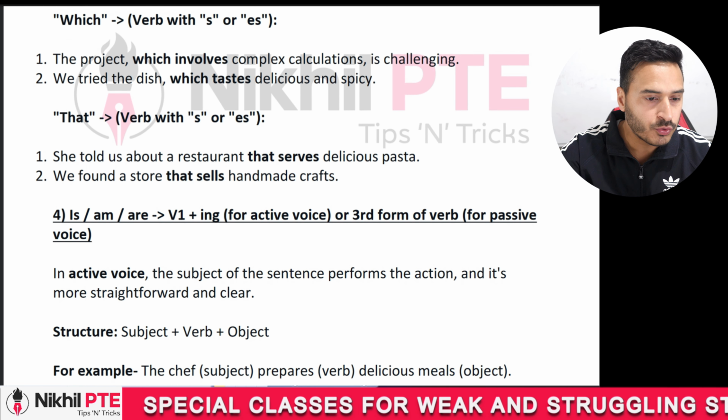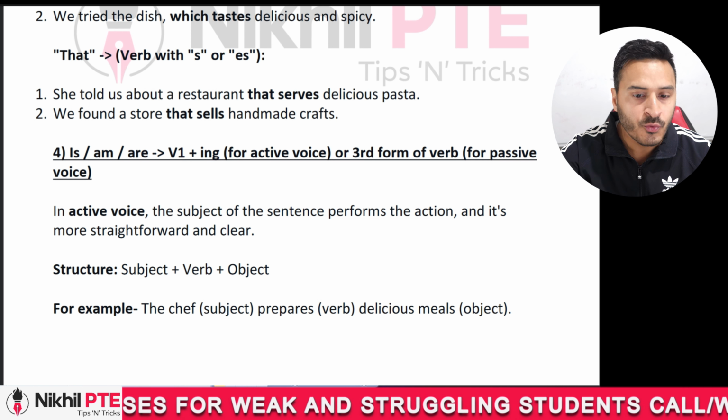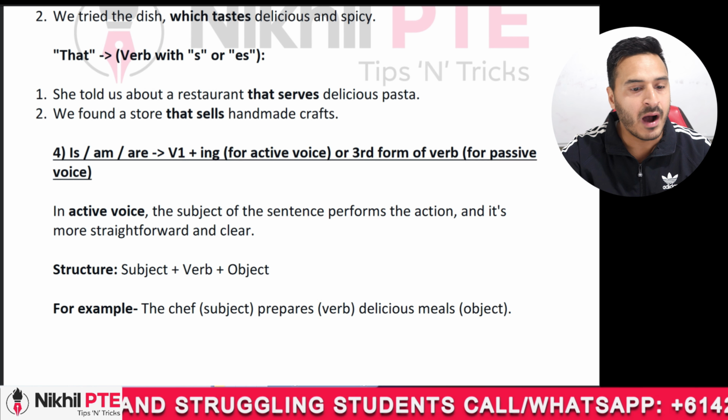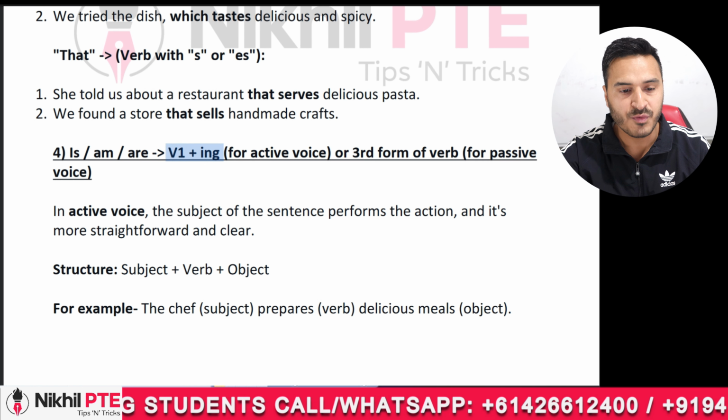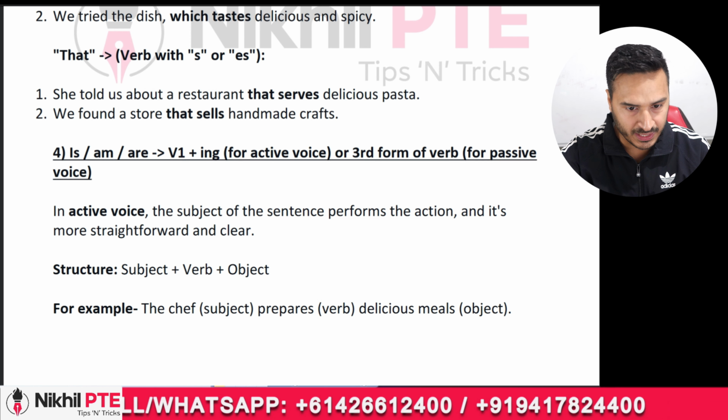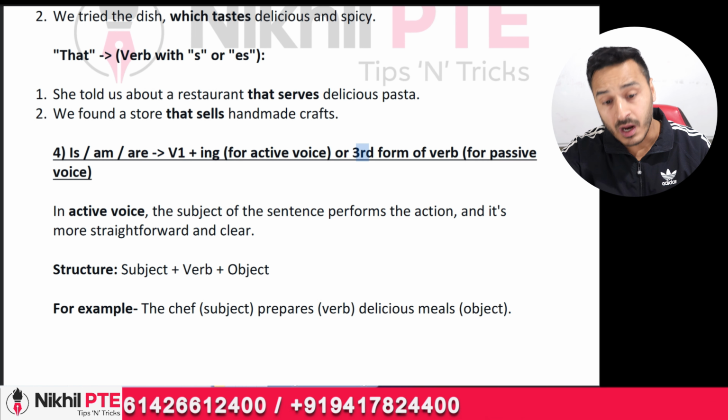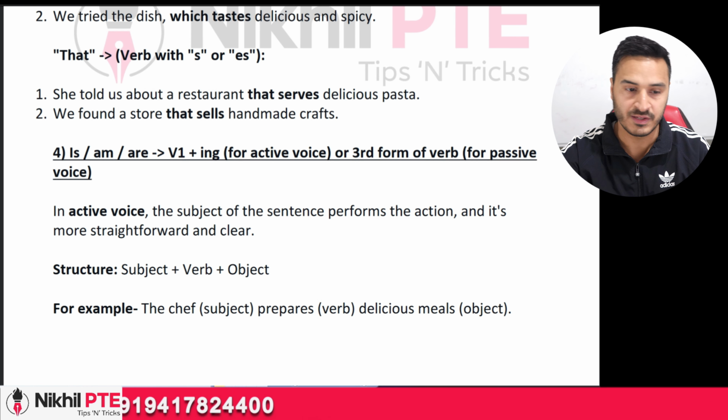So here is our fourth rule. The fourth rule says: after is, am, are, the first form of the verb plus ing comes for active voice, and the third form will come for passive voice.